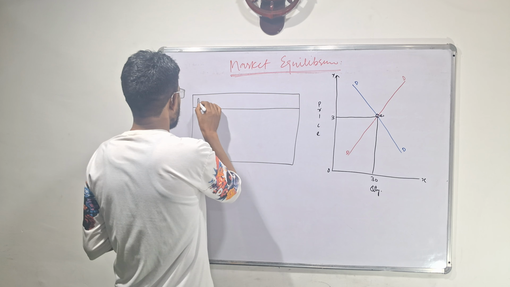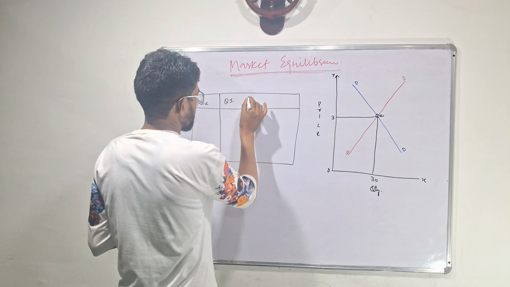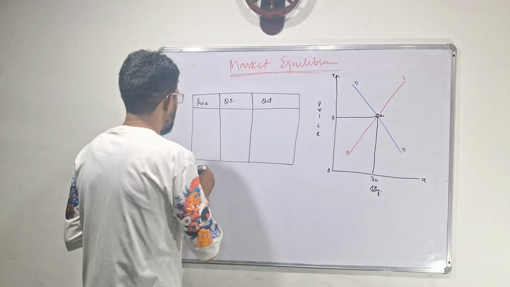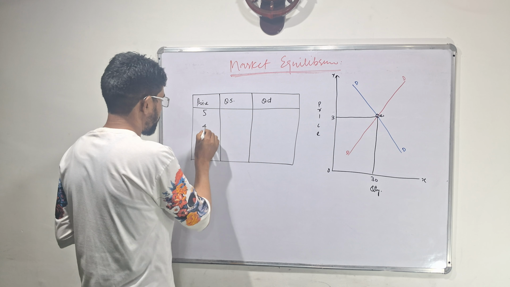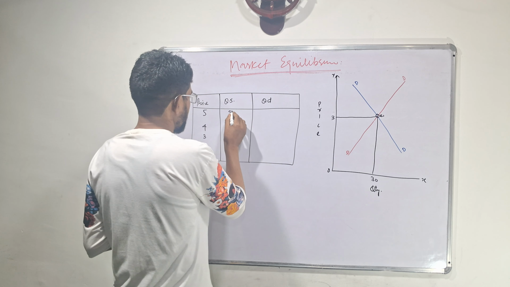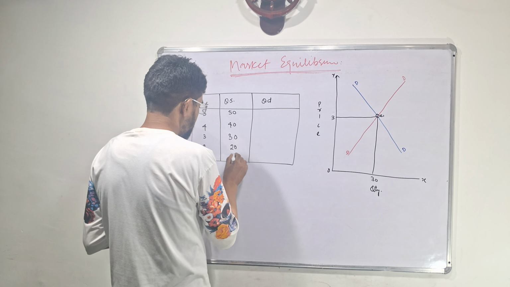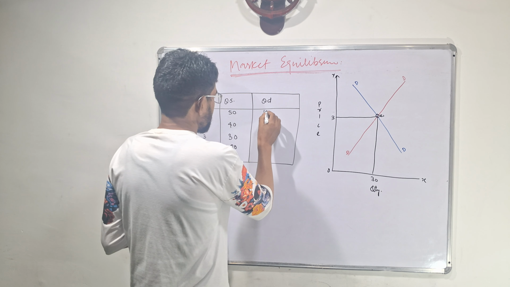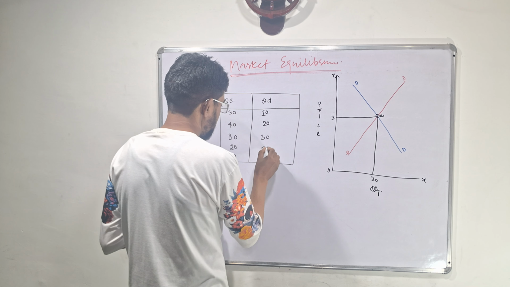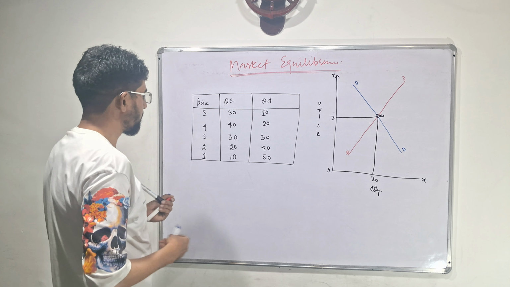This is price. This is quantity supply, QS. This is quantity demand, QD. Here the price is 5, 4, 3, 2, 1. Quantity supplied is 50, 40, 30, 20, 10. Quantity demand is 10, 20, 30, 40, 50. As yesterday I showed you this condition.